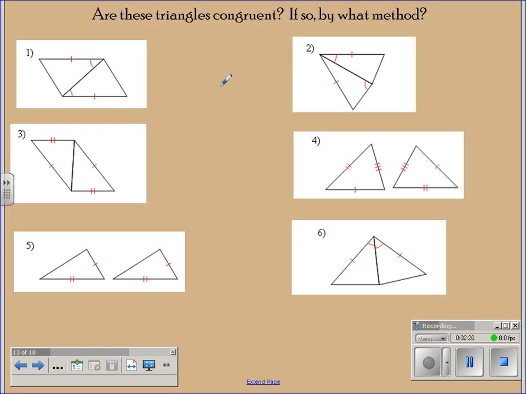So for number one, do you see we have a pair of sides right here and here, a pair of angles, and notice, something we can assume: we've got a side they share. So are these triangles congruent? Yes. Why? Side, angle, side. Always check both triangles. Side, angle, side. So this would be an SAS. Again, notice that angle is really nestled in between those two sides.